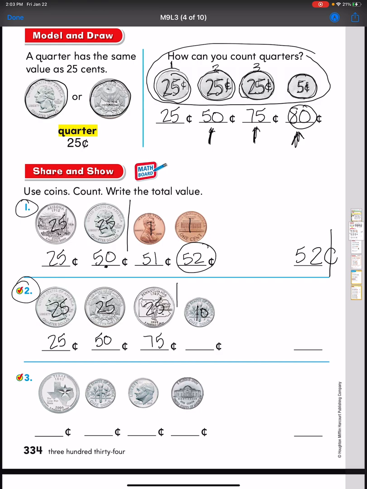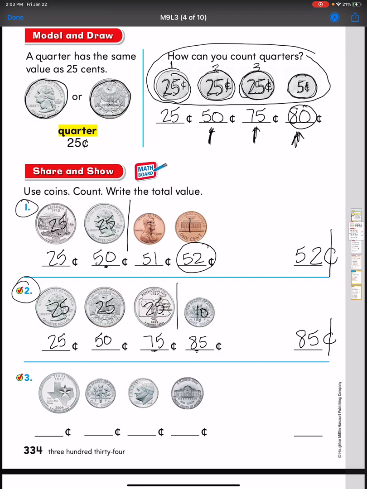And now I need to stop because I have a different kind of coin. I have a dime, and a dime is worth 10. So I'm going to take my 75 cents and I'm going to add 10 to it. So I would say 75, 85. 85 cents. And that's the value of all of those coins. That's how much they are worth.